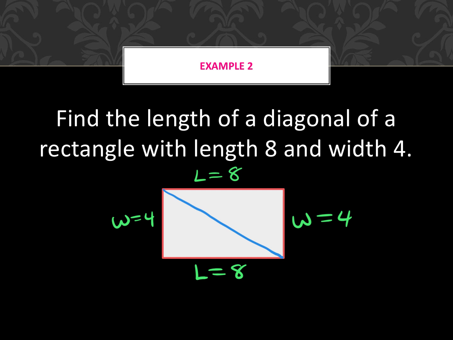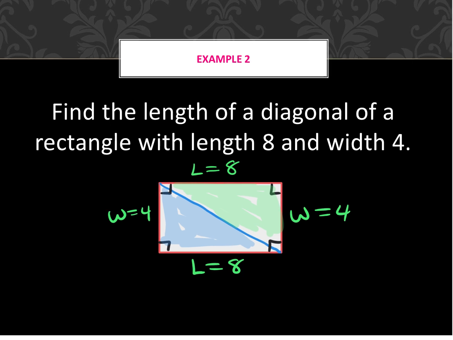Also remember, other properties of a rectangle is each one of these corners here are right angles. So by drawing in that blue diagonal, I have now created 2 small right triangles. So I have one here, and then I have another one up here. Now I don't need to work with both. I just want to find the length of that blue line, and that's the hypotenuse. So let's say I pull the blue one out.